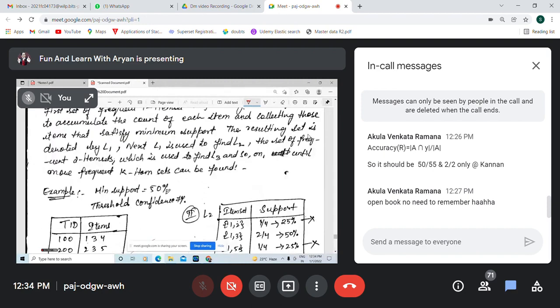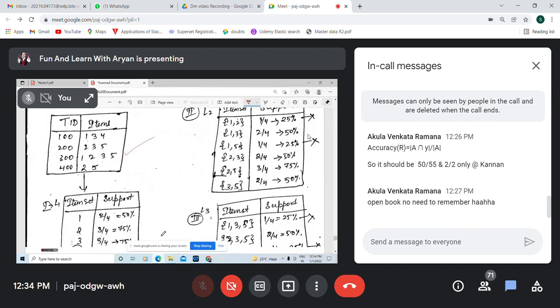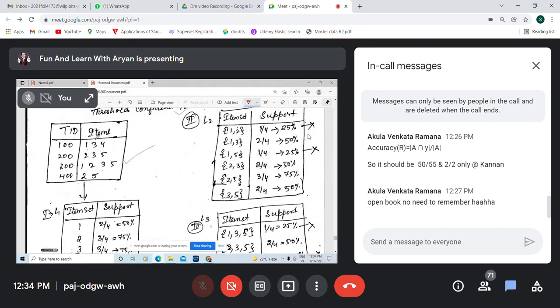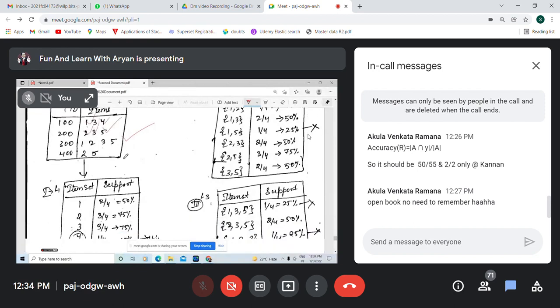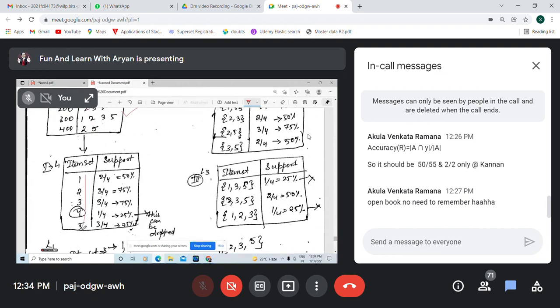Okay. Minimum support value will be given. Threshold confidence value will be given to you. First you find out what are all the different items: 1, 2, 3, 4 and 5. Jot down, okay? 1, 2, 3, 4, 5.